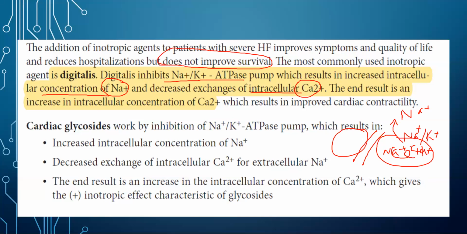So let's say the sodium potassium pump helps sodium go out of the cell and potassium into the cell. When sodium is outside the cell, there will be an exchange between sodium and calcium. Now, if sodium is not going outside the cell, this sodium calcium exchange is not happening. So there will be increased intracellular calcium, and this increased intracellular calcium causes increased cardiac contractility. Okay, so this is how digoxin works. Digoxin increases the contractility of the heart or myocardium.